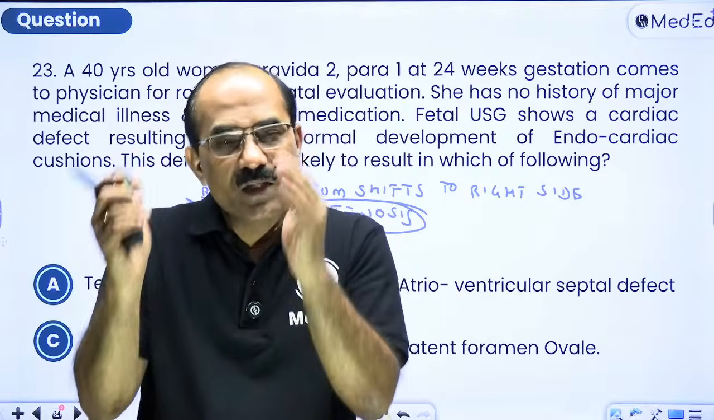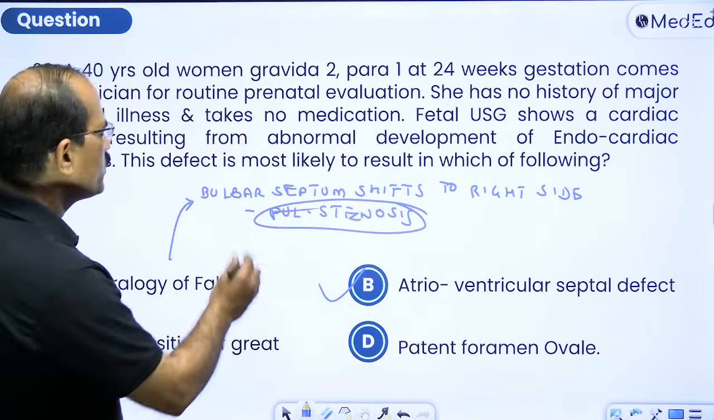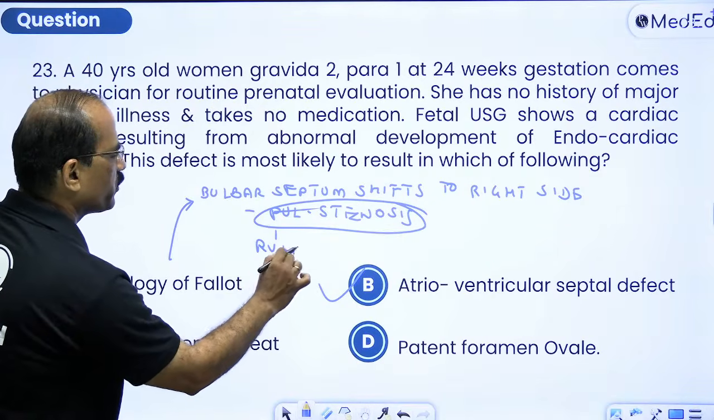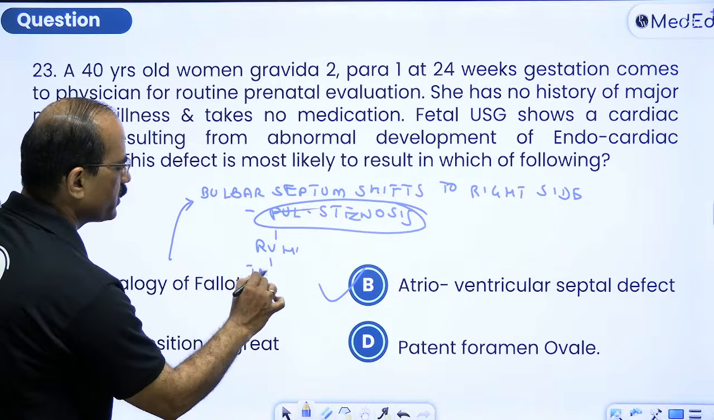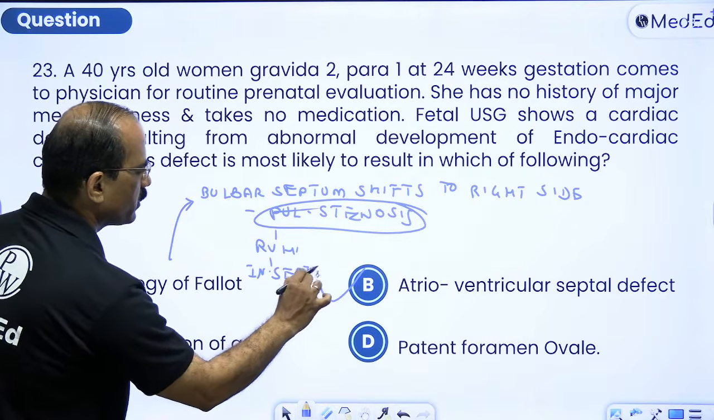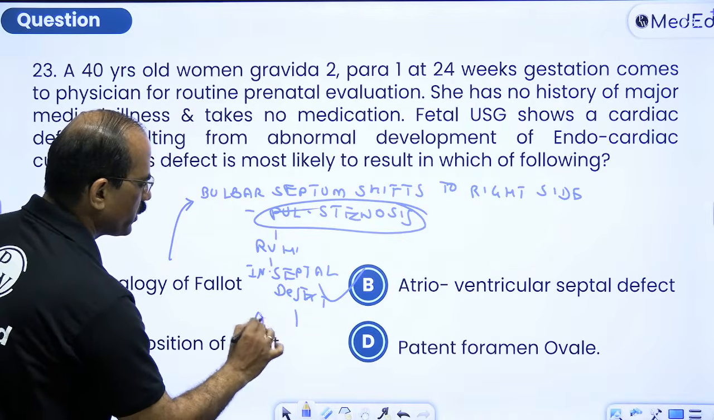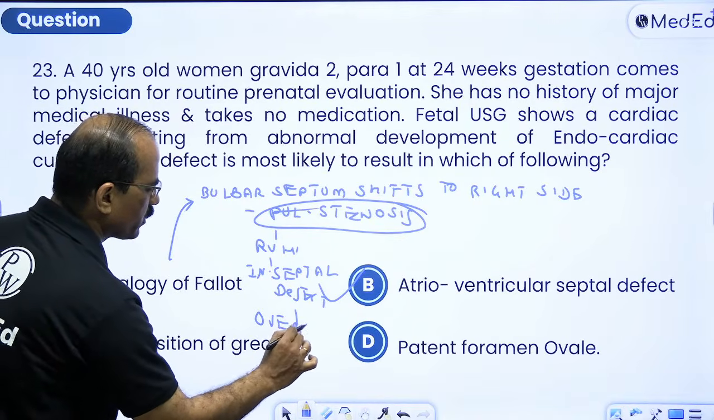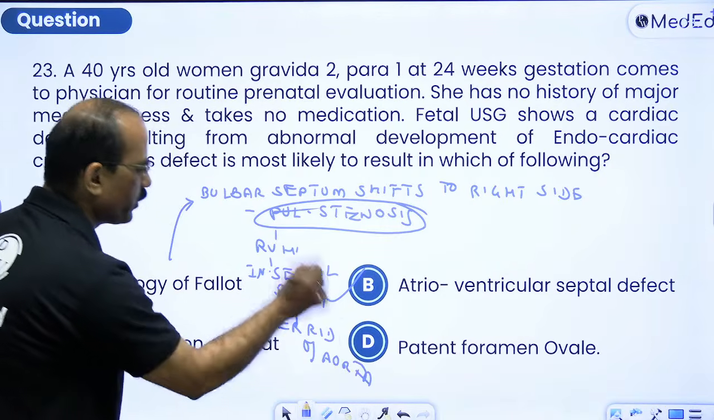Okay, so pulmonary stenosis occurs. So what happens with pulmonary stenosis? Pulmonary stenosis leads to right ventricular hypertrophy. Right ventricular hypertrophy leads to an interventricular septal defect. The interventricular septal defect leads to overriding of the aorta. That is TOF. Overriding of aorta. So yes, that is TOF.